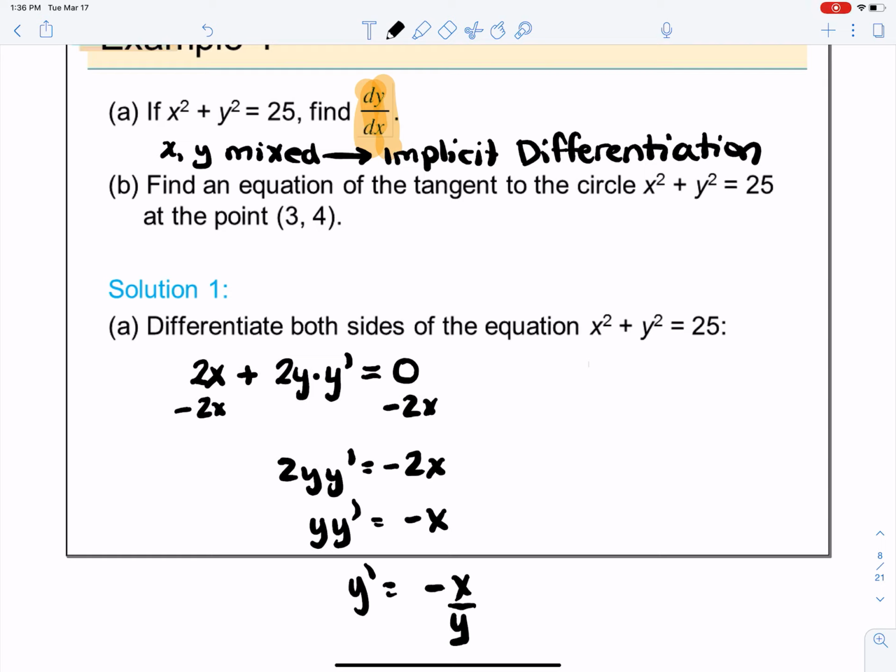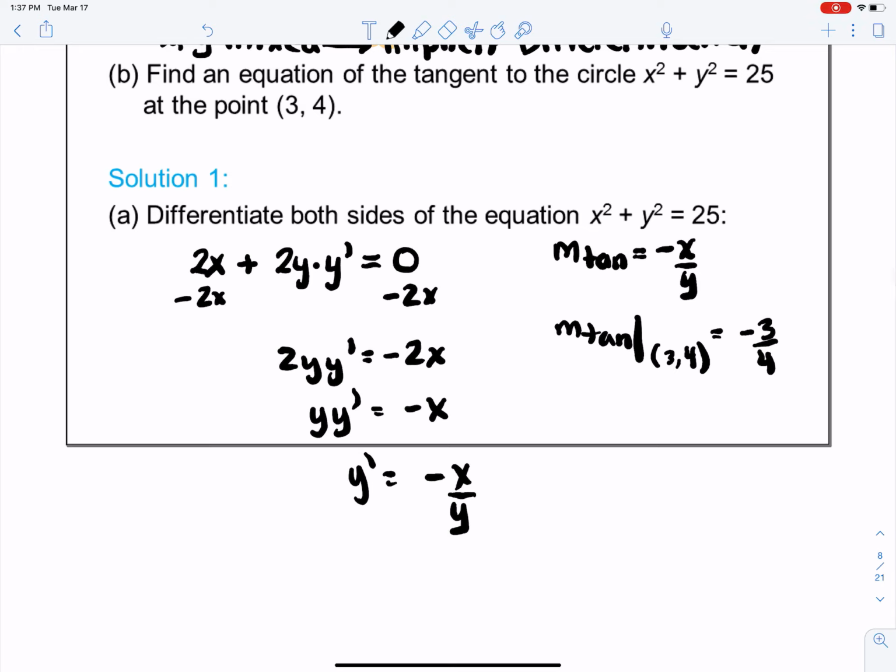Now when I want to find the slope of the tangent line, my m tangent is given by minus x over y. So my m tangent, my slope of the tangent at a specific point, (3, 4), would be given by minus 3 over 4. So you're going to notice that we're using both the x and the y coordinate instead of just the y coordinate like we've seen before.